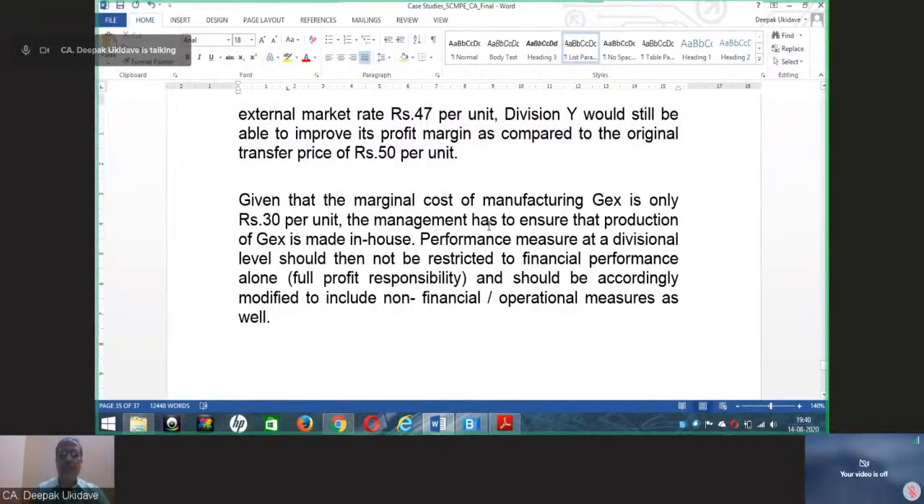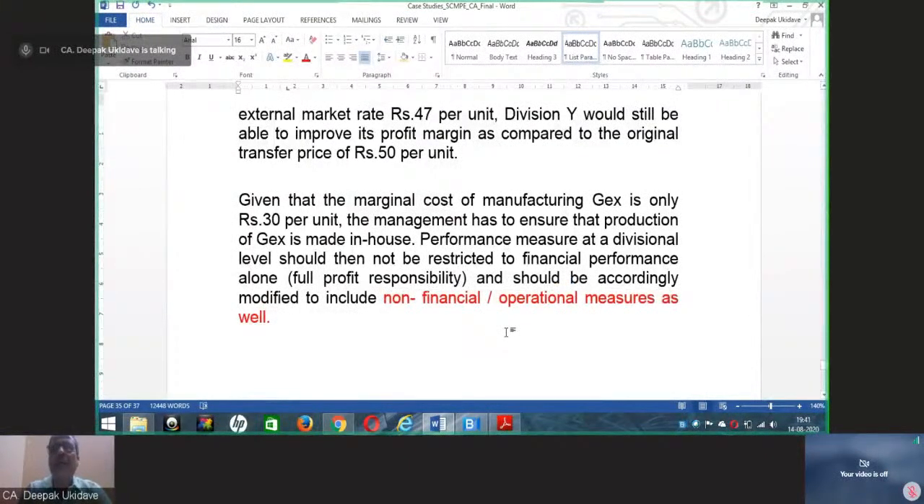Performance measure at a divisional level should then not be restricted to financial performance alone. Full profit responsibility. Actually, when division X is supplying to division Y at 46, it is not getting full profit. At 50 rupees perhaps it would get full profit, but at 46 it will not get full profit. Accordingly, the performance measures should be modified, what we call including non-financial or operational measures as well. This is a very meaningful and very important point.